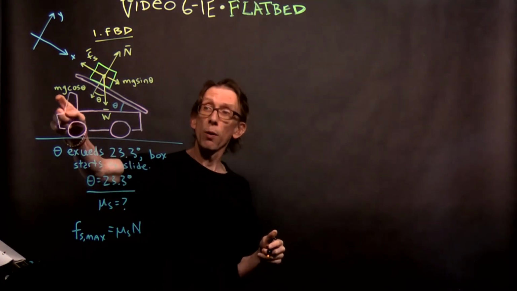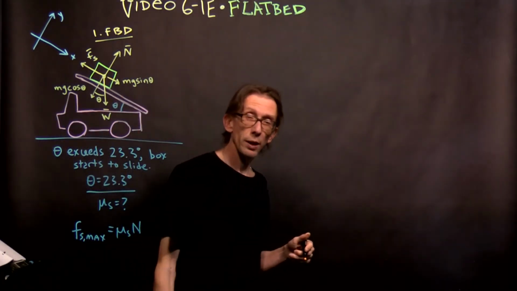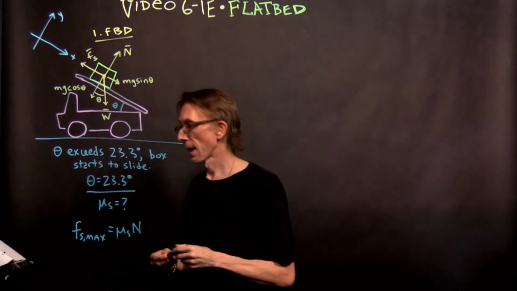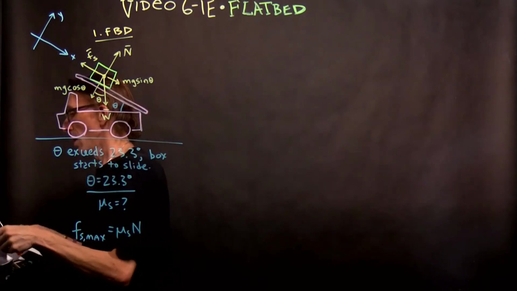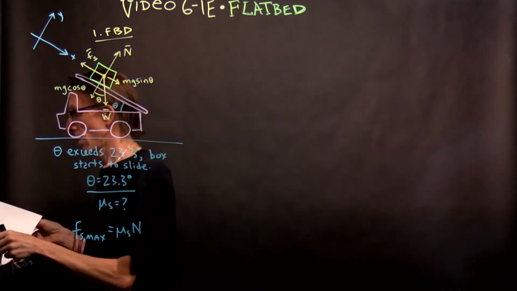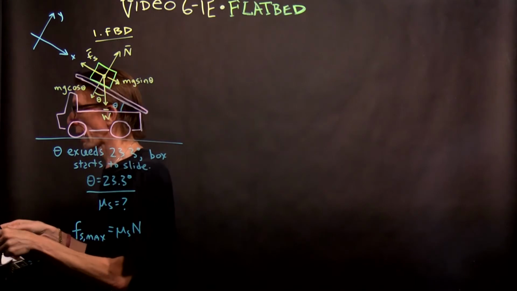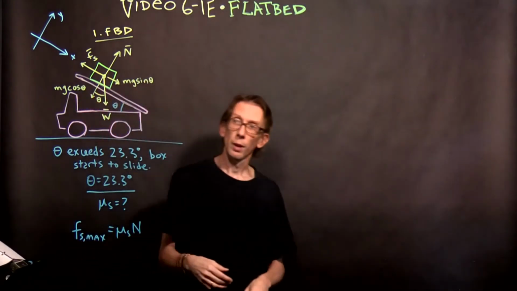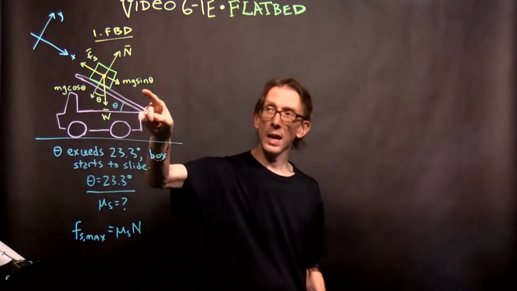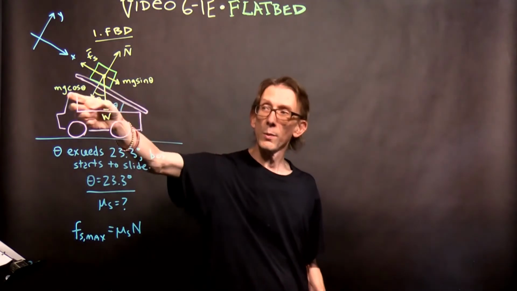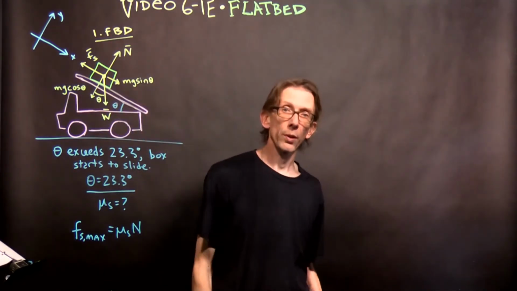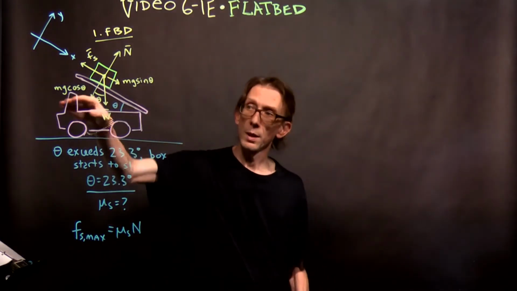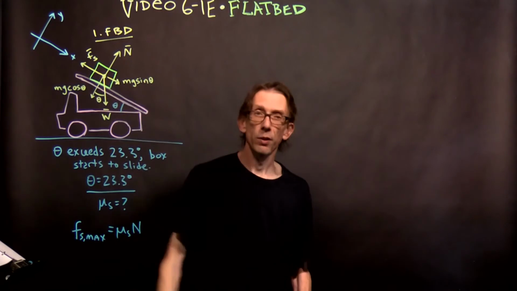And if you're wondering where these components, mg sine theta and mg cosine theta, came from, look back a couple videos ago. In fact, look back to the first time I did this, the toboggan, 5.7b, when I worked a toboggan problem. The components of the weight are always the same. mg sine theta downhill, mg cosine theta is opposed to the normal force, always on inclined planes. mg sine theta downhill, mg cosine theta opposite the direction of n.